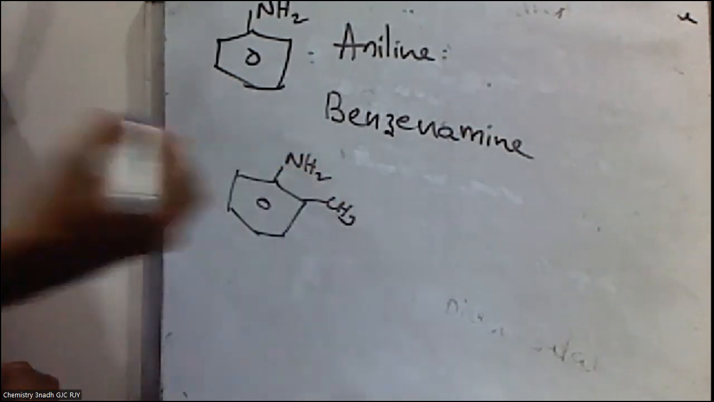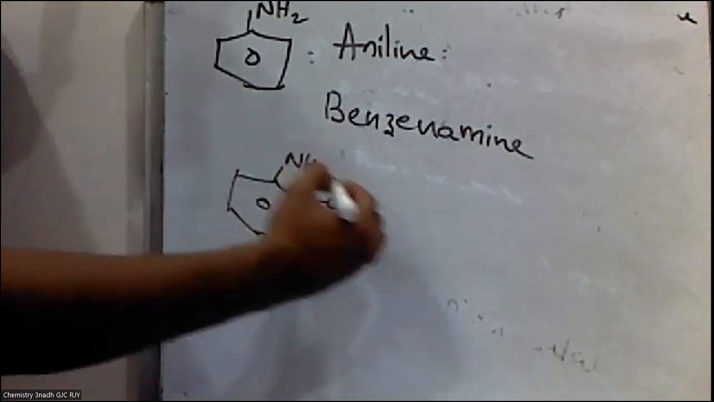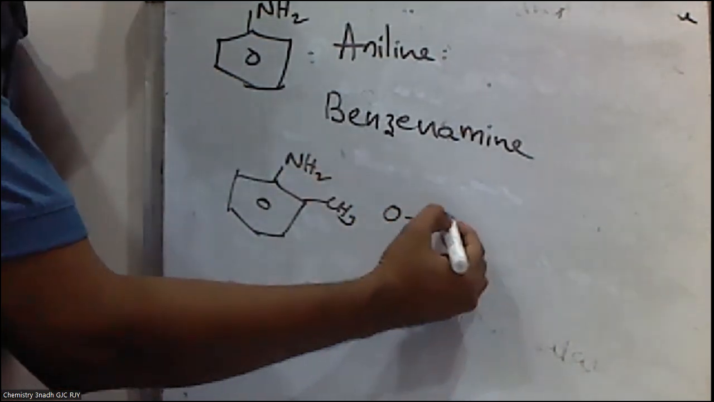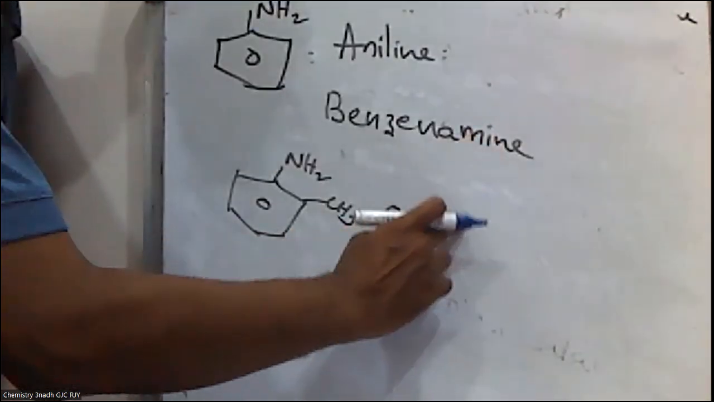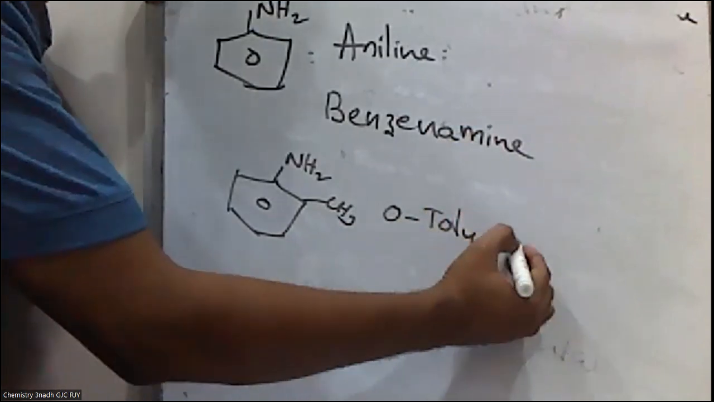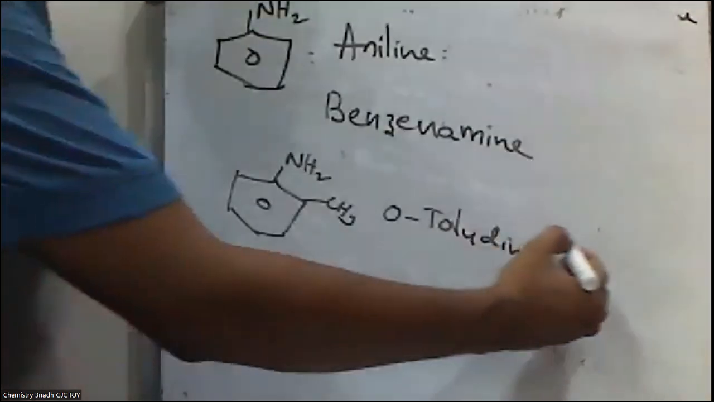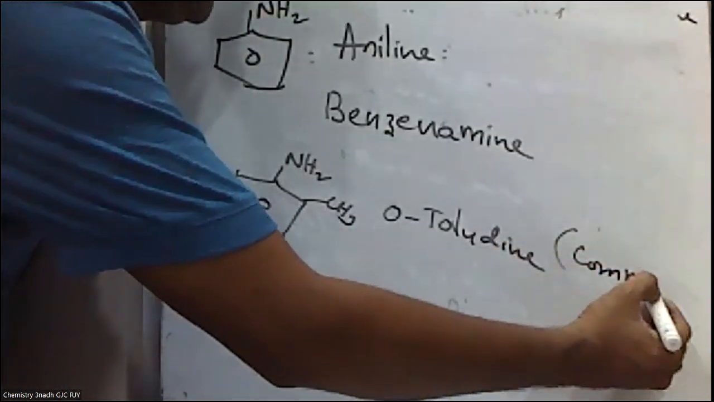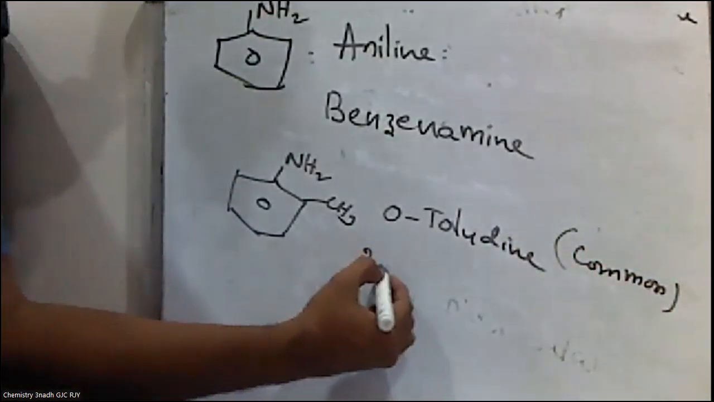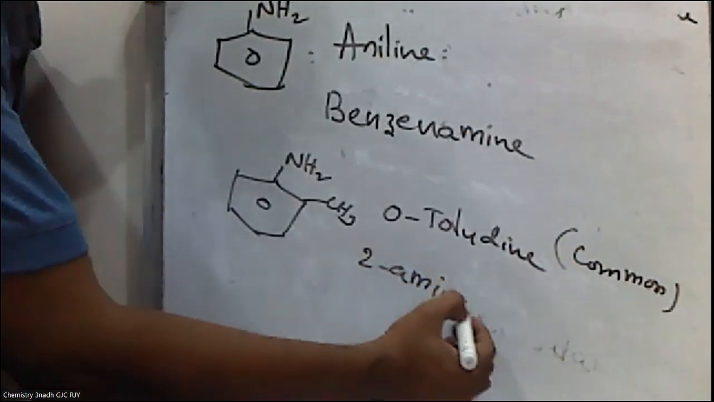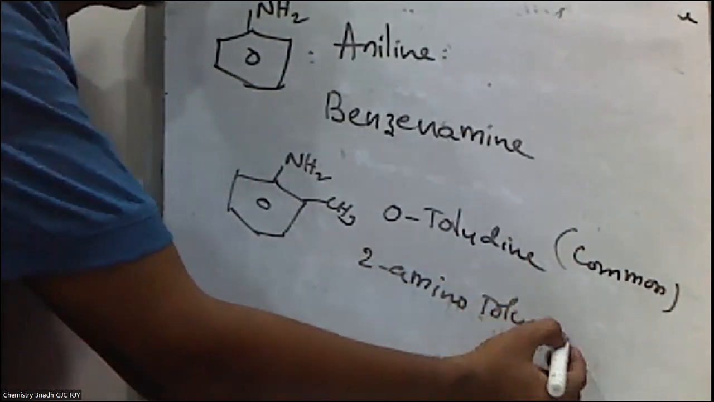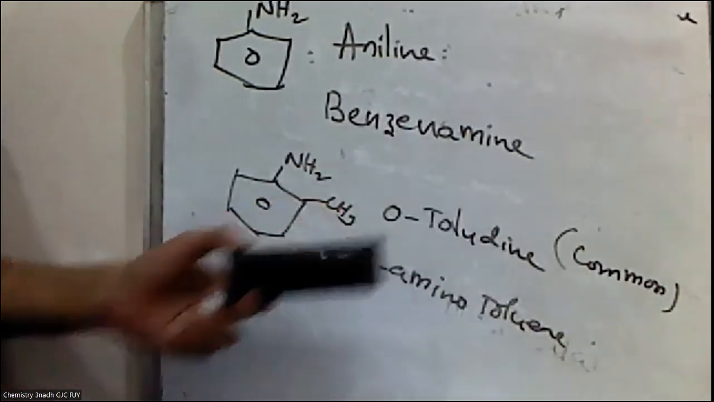If you take NH2 and CH3, this is called in common system orthotoluidine. In IUPAC system, it is called 2-aminotoluene. Its name is 2-aminotoluene.